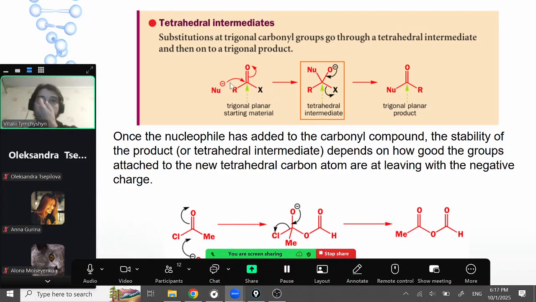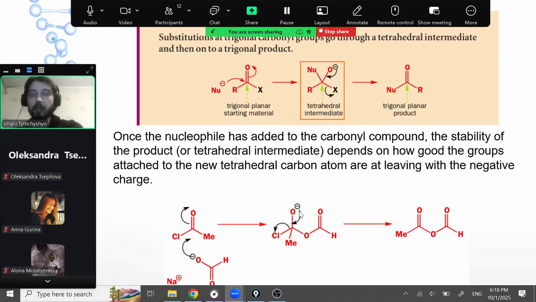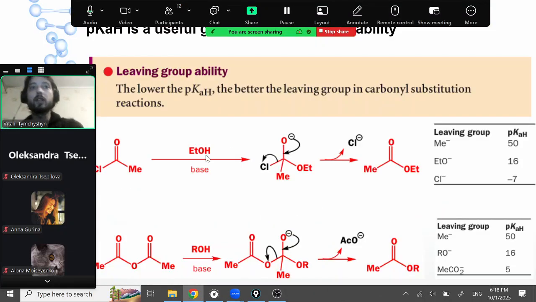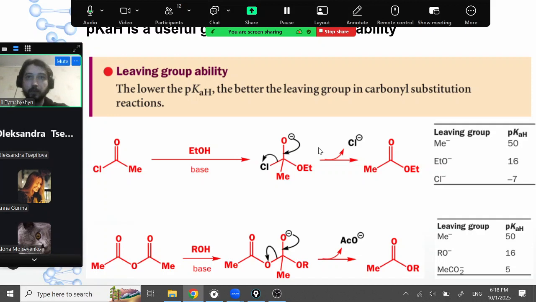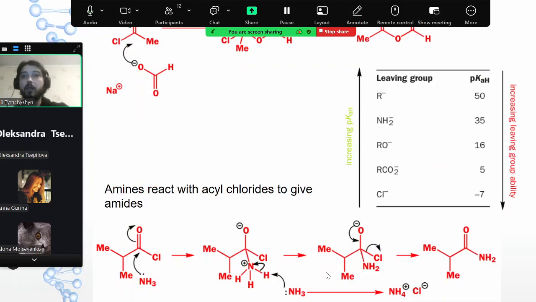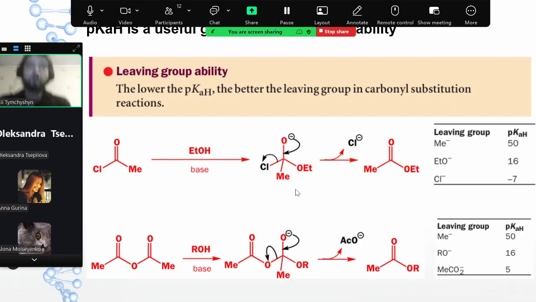Here is once again this reaction. So you see a nucleophile attacks this carbon atom, creates a tetrahedral intermediate, and then something leaves. Now let's get to the question of what leaves and why it leaves. The thing is that whatever is leaving, let's put it that way, the group that is leaving should feel comfortable without the rest of the molecule.